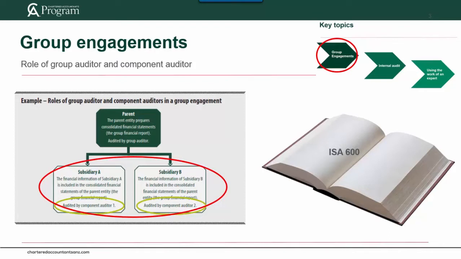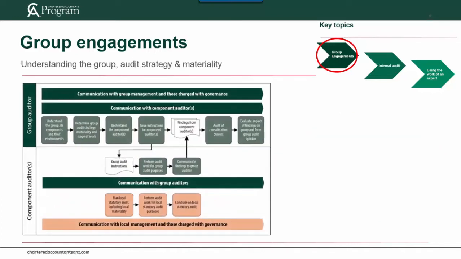Let's look at this in more detail by working through the following flowchart, which summarises the various activities performed by the group auditor and the component auditors in a group audit engagement. Firstly, the group engagement partner is responsible for the group engagement as a whole. The group auditor identifies and assesses the risks of material misstatement across the entire group. This requires obtaining an understanding of the group-wide controls and the consolidation process.